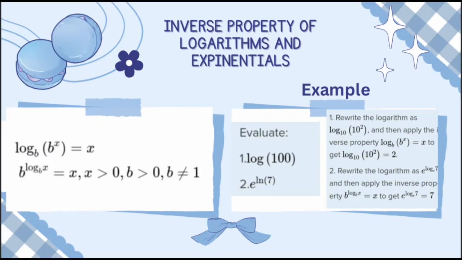Rewrite the logarithm as log 10 to the power of 2 to the base b, and then apply the inverse property log b to the power of x to the base b equals x, to get log 10 to the power of 2 to the base 10 equals 2. Number 2. Rewrite the logarithm as e to the log 7 to the base e, and then apply the inverse property b to the log x to the base b equals x, to get e to the log 7 to the base e equals 7.